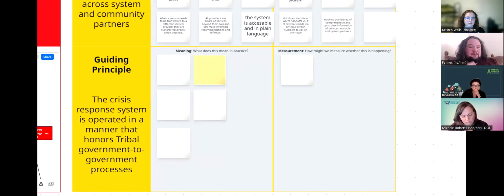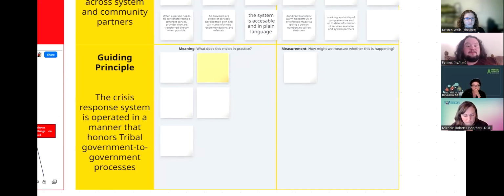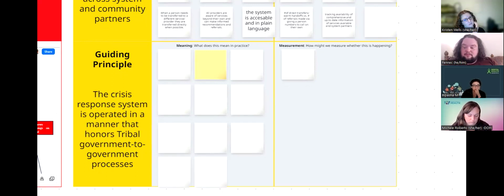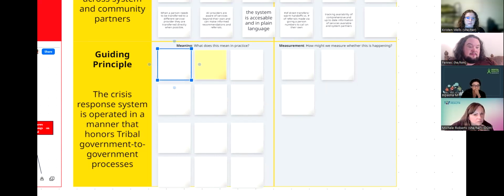Yes. Great. Okay, so this guiding principle is: the crisis response system is operated in a manner that honors tribal government to government processes. So thoughts on this in terms of what this means in practice and how we might measure whether this is happening. And I've got an idea in chat here that I will add, but if you all want to take a couple of minutes to add any thoughts here, that way we will have gathered your feedback on each of these guiding principles in this session.